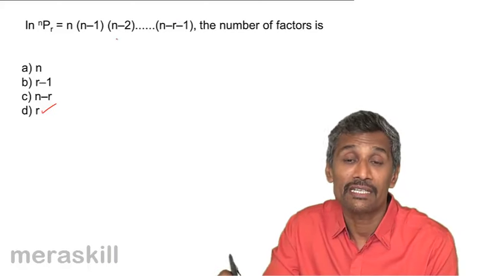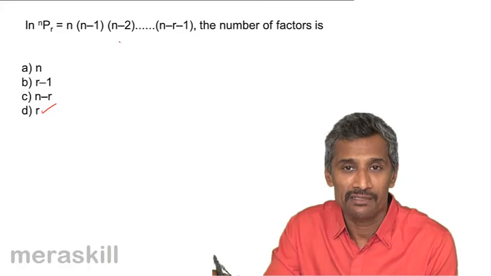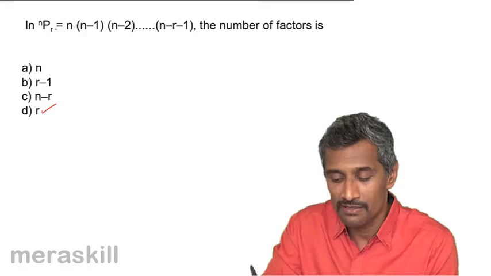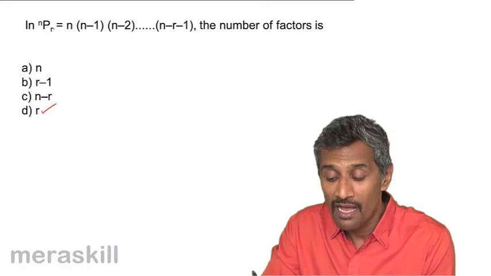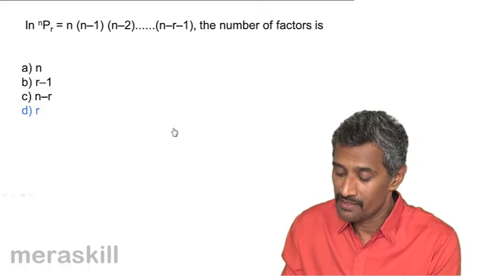Just as when you're selecting 3 books out of 10, there will be 3 ways in which you select. So it's going to be 10 into 9 into 8. So there are 3 factors, much the same way. There is no need to calculate anything. It is understood there are going to be r factors in such a case. Okay, yes, and we are right.